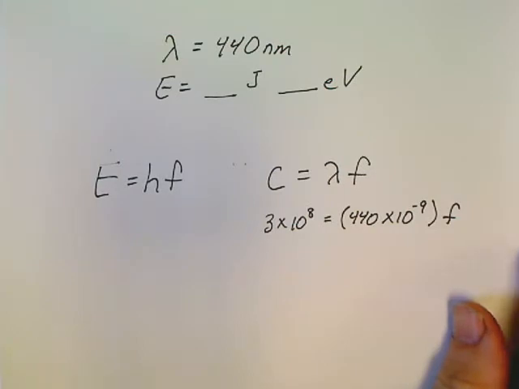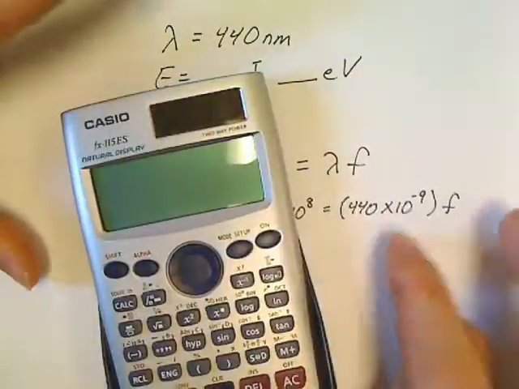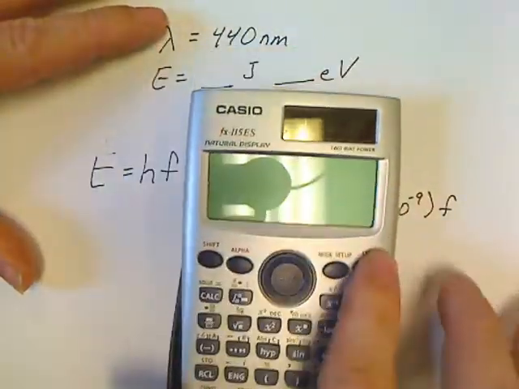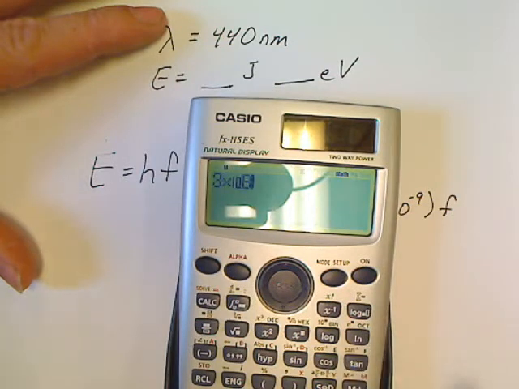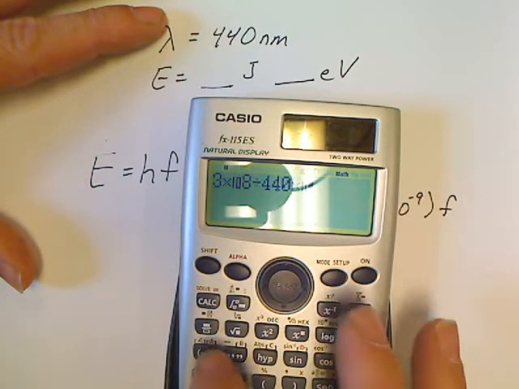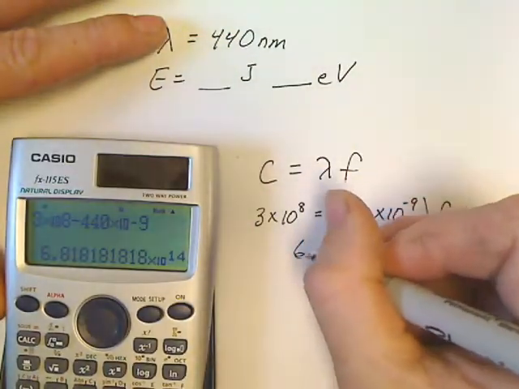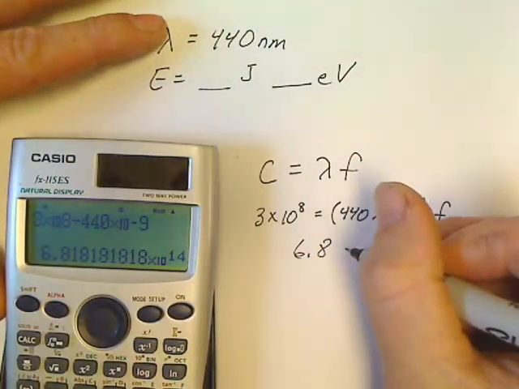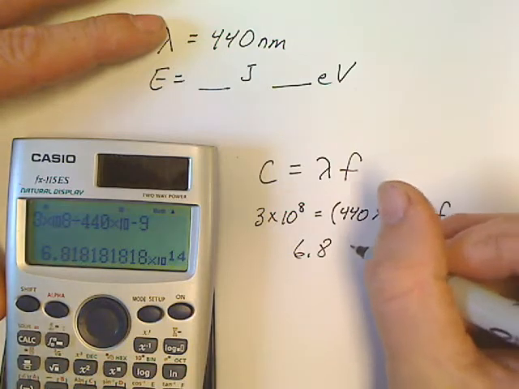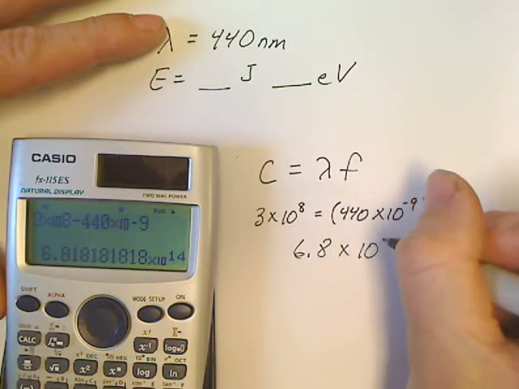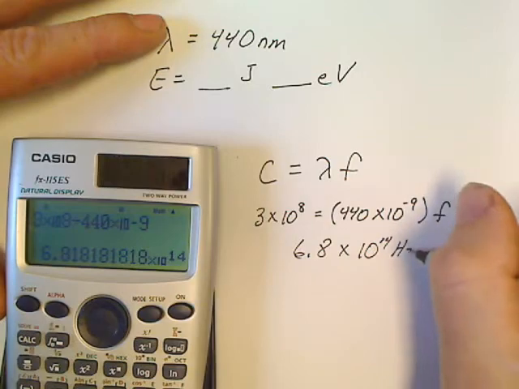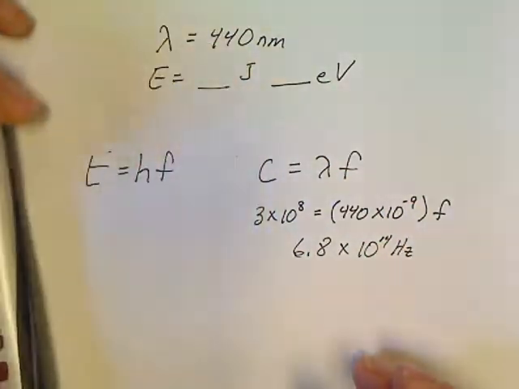f. And now I'm going to take my calculator, and this is going to give me my frequency. So, turn this thing on, 3 times 10 to the 8 divided by 440 times 10 to the negative 9. So I've got a frequency of 6.8. I didn't have a lot of sig figs. Times 10 to the 14 hertz. So there is my first frequency.